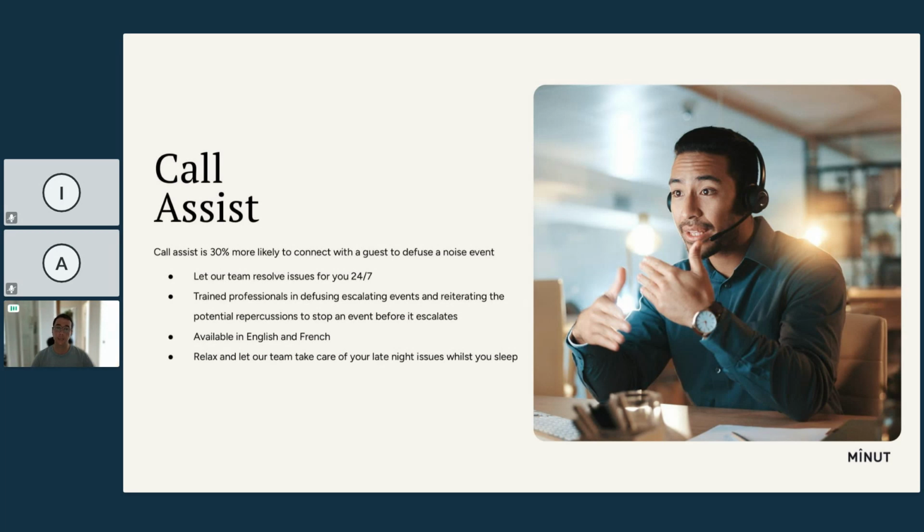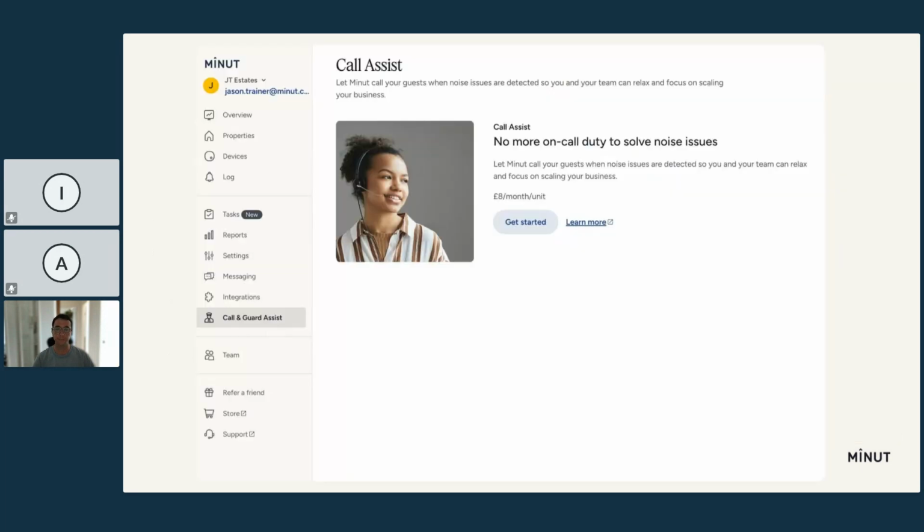Our communication experts can reach out to guests anywhere in the world at any given time. The flow for activating call assist on your account is done via the Call and Guard Assist tab on the main menu, just over on the left, before clicking the Get Started prompt as shown here. If you do have any issues regarding this, please reach out to our support team at hello@minut.com.